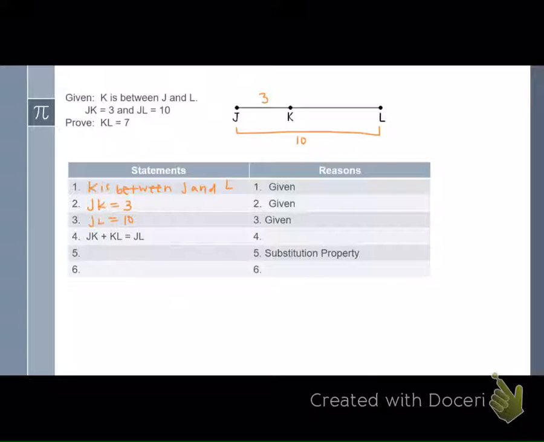Who can tell me why we can put JK plus KL equals JL? Why can we say that? What property is that? Abby? Segment addition. Yeah, you're adding the 2 segments together. Do not get confused. Tomorrow we're going to be using the angle addition postulate. So only use segment addition when you're talking about segments. Only use angle addition when you're talking about angles. There's no such thing as a segment subtraction postulate, so don't start saying that. There is just a segment addition postulate.